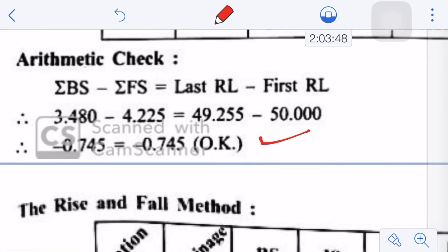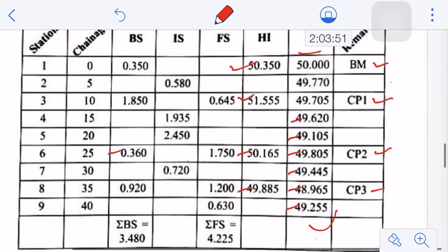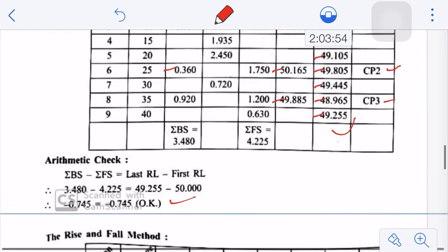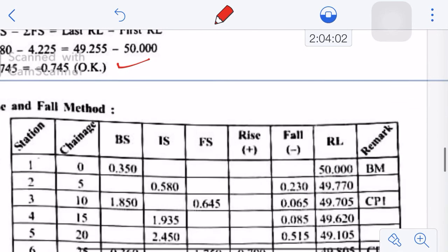That means our computation of reduced levels for all the stations is correct, and that's the necessary check. If it is not coming equal, that means we made certain mistakes and we have to check our calculations again from the first station to the last station, right? So this was your height of instrument method.